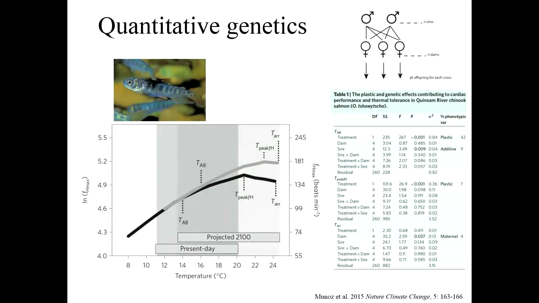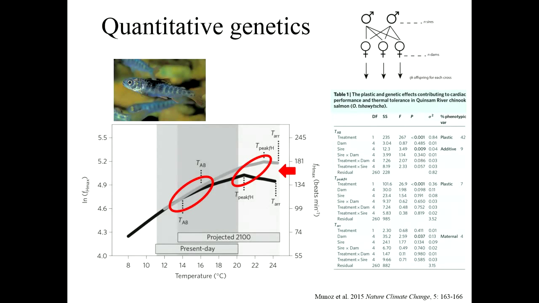And so they looked at whether there was either plasticity or heritable genetic variation in a whole bunch of traits of the heart under high temperatures. And they found that, yes, there was plasticity and heritable genetic variation in a couple of the really key traits in relation to heart function. And so that's really promising. It suggests that these traits could adapt through time to higher temperatures.